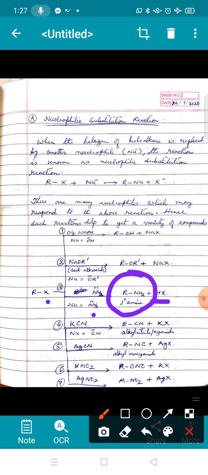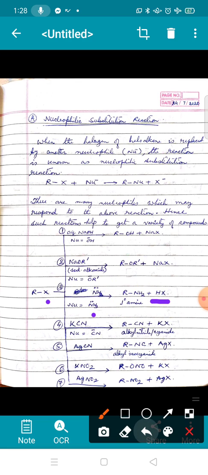Why do you call it primary amine? Because you can see here the nitrogen is attached to one carbon and two hydrogens. So when nitrogen is attached to one carbon, the amine is called primary amine. We also have this chapter in our syllabus. This way of preparing amines is called Hofmann ammonolysis.